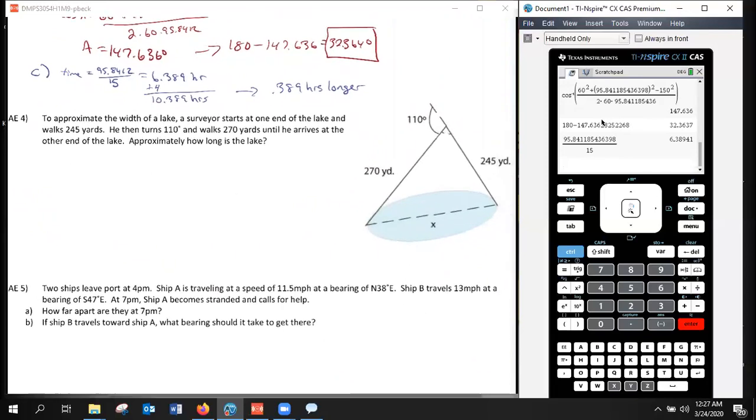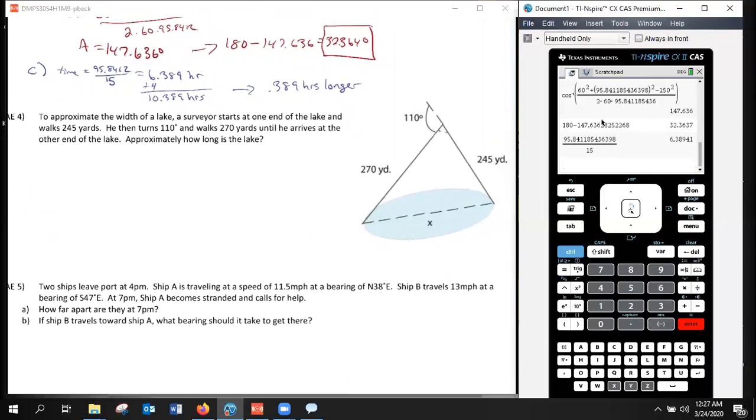To approximate the width of a lake, a surveyor starts at one end of the lake and walks 245 yards and then heads back to that original point and then walks 270 yards until it arrives at the other end of the lake. And our goal is to say approximately how long is this side. And if you see what kind of triangle do we have: a side, the included angle, and side. So side-angle-side triangle tells me, boom, law of cosines.